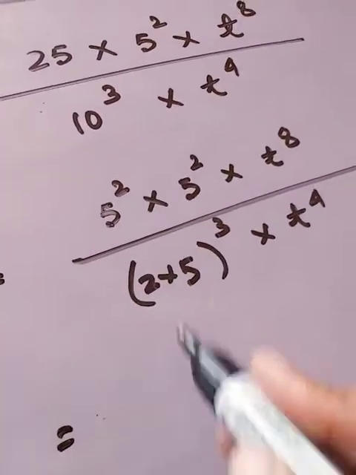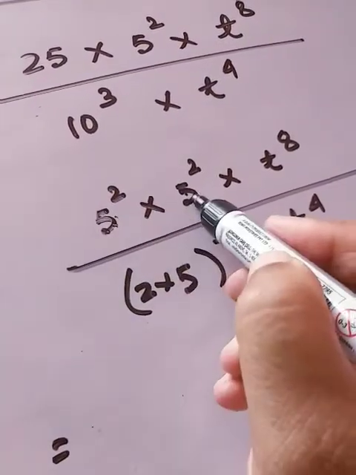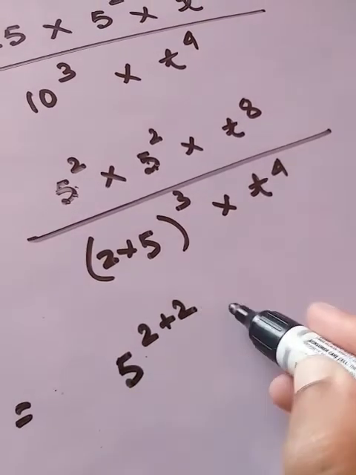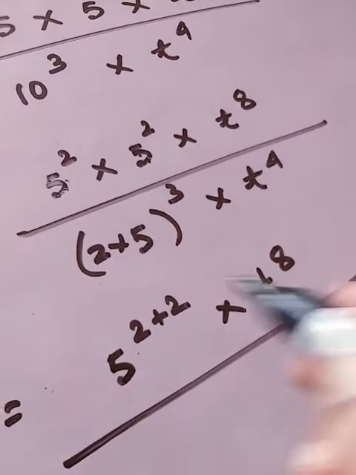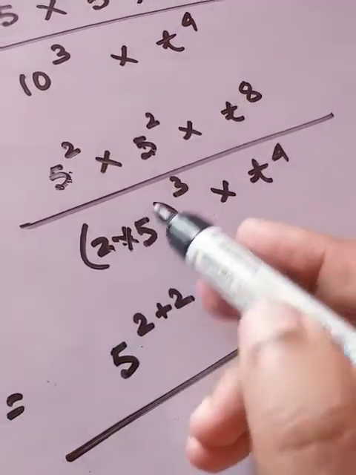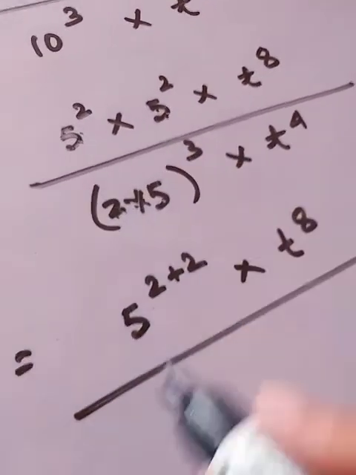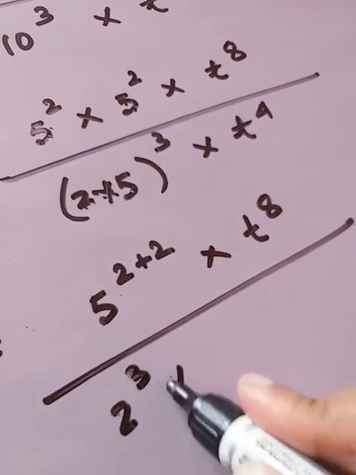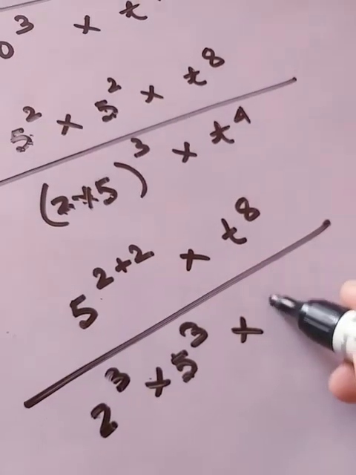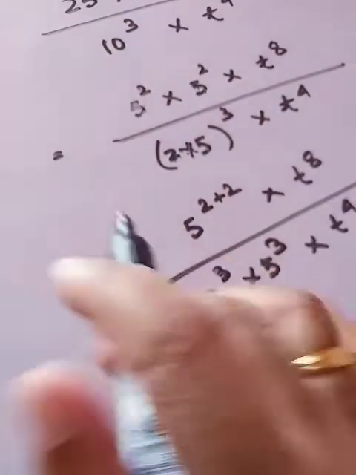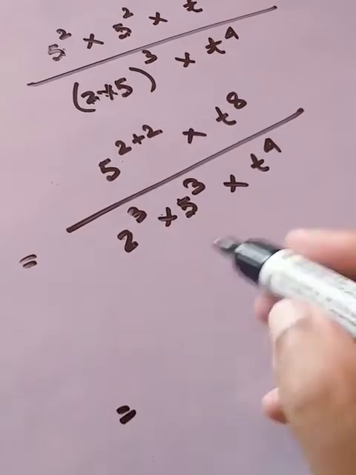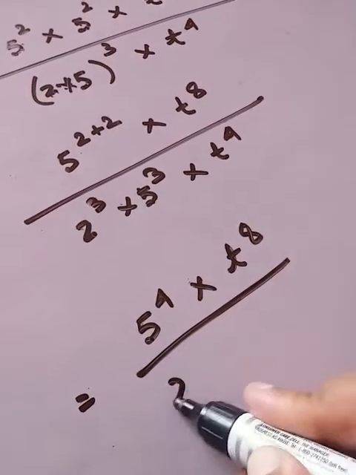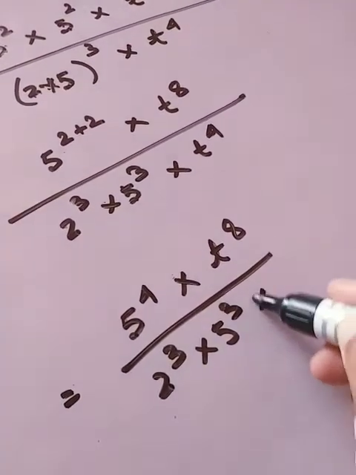Now let's simplify this. These two are carrying the same base. They have a multiplication sign in between, so we have to add the powers. So 5 to the power 2 plus 2 into t to the power 8, let it be like this. Now 2 into 5 cube. This 2 and this 5 are carrying the same power, so we'll expand it and write it down. That is 2 to the power 3 and 5 to the power 3 into t to the power 4. Now we have 5 to the power 4 into t to the power 8 upon 2 cube, 5 cube and t to the power 4.